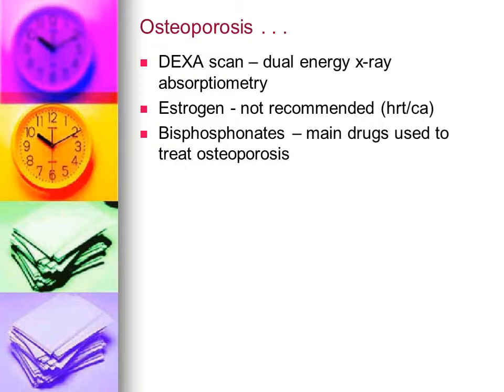Bisphosphonates is the main drug used to treat osteoporosis, and it works by inhibiting the activity of the osteoclast, and it helps prevent bone loss and can help build up and strengthen existing bone. It's very important to know if your patient is taking this drug to treat osteoporosis. It's extremely irritating to the gastroesophageal tract. Therefore, the patient should be instructed to take it with a full glass of water, and the patient should remain upright for 30 minutes.